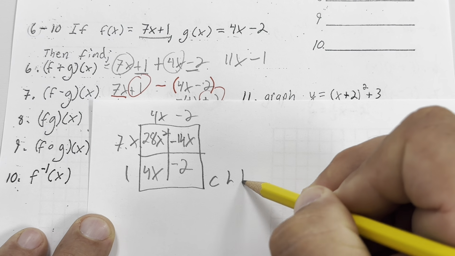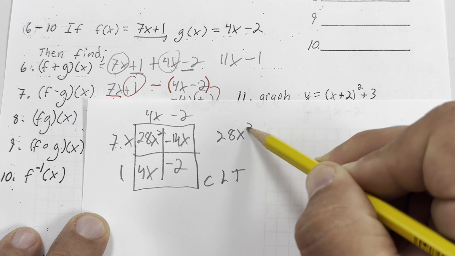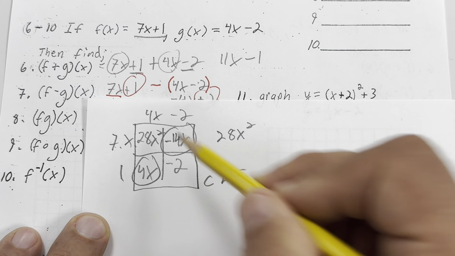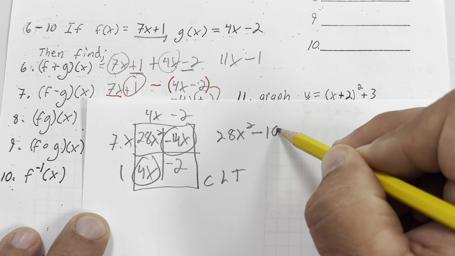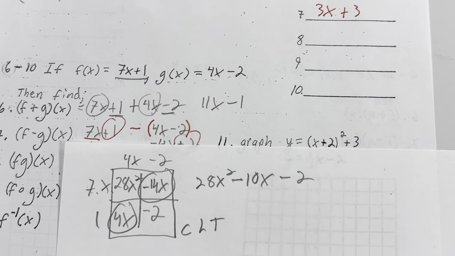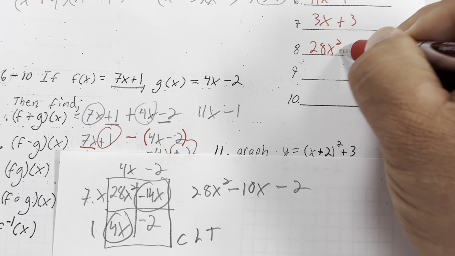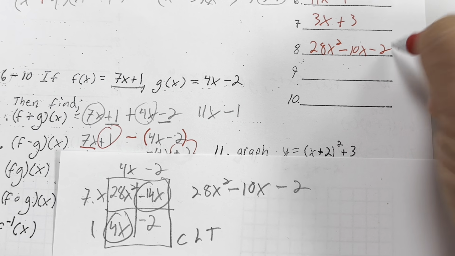We are going to combine like terms now. So 28x squared comes out by itself. It doesn't combine with anything. However, 4x minus 14x, I can do that arithmetic pretty quick, is negative 10x minus 2. So I had to either punt it or FOIL it. Any method is okay. 28x squared minus 10x minus 2.